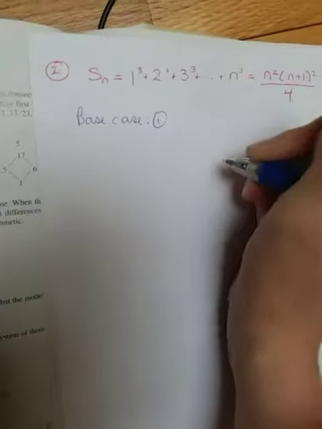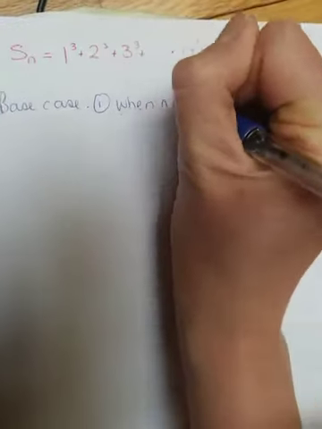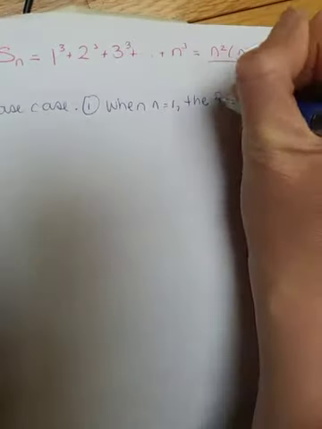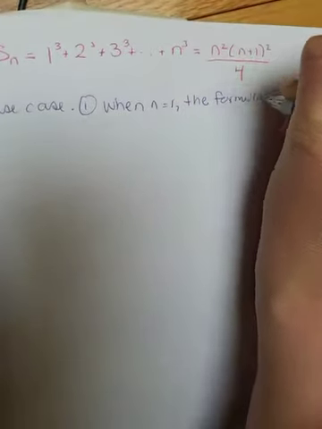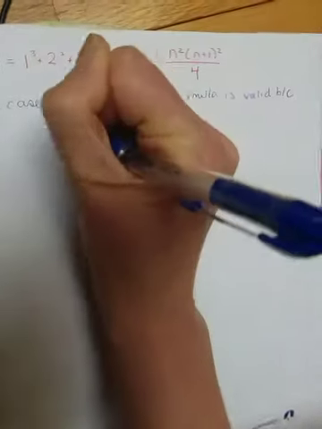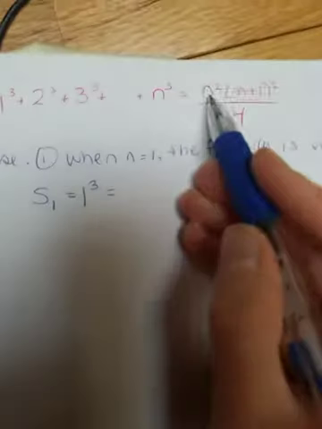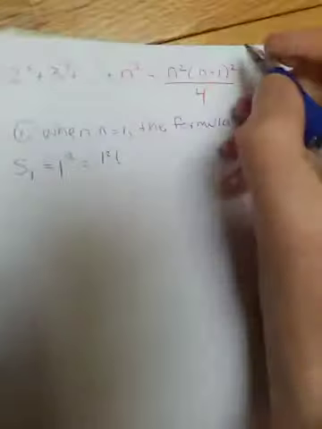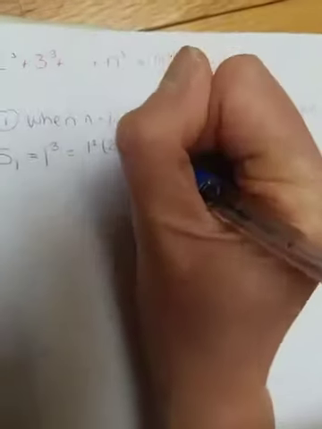Okay, and so I'll try to use the same exact wording I used over here. When n equals 1, the formula is valid because S sub 1 equals, when I put 1 in, 1 cubed, which is equal to, now I have to put 1 in over here, 1 squared times 1 plus 1 squared is 2 squared over 4. Those cross out, they are the same.